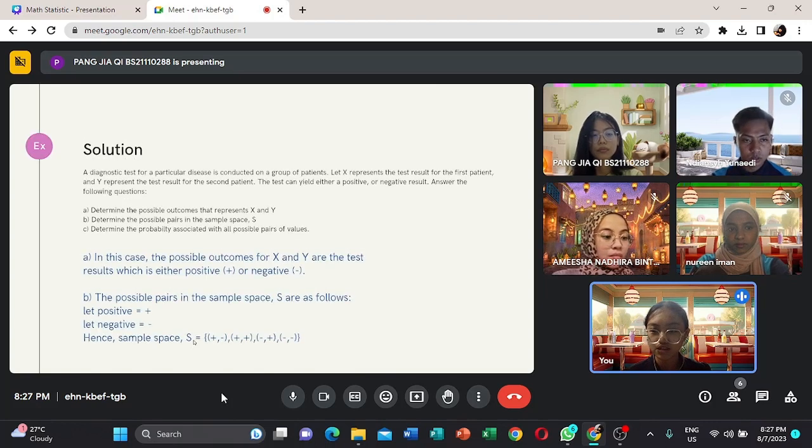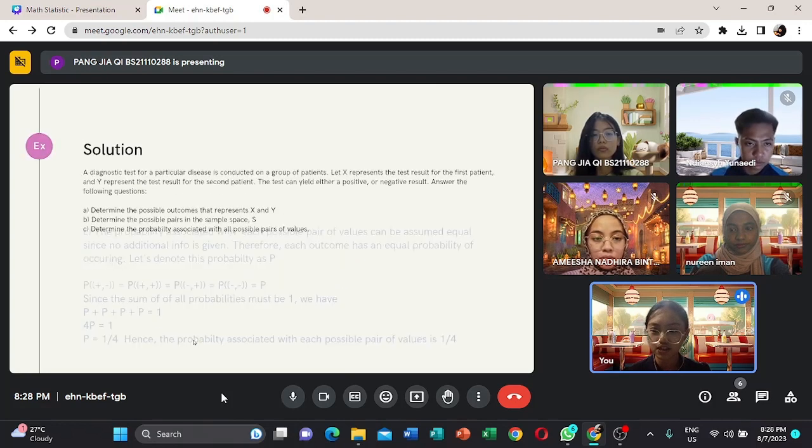Okay, so to answer question A, in this case, the possible outcomes for X and Y are the test results. So it is either positive or negative results. For B, determine the possible pairs in the sample space. Since it is either positive or negative result, therefore the sample space will be positive-negative, positive-positive, negative-positive, and negative-negative.